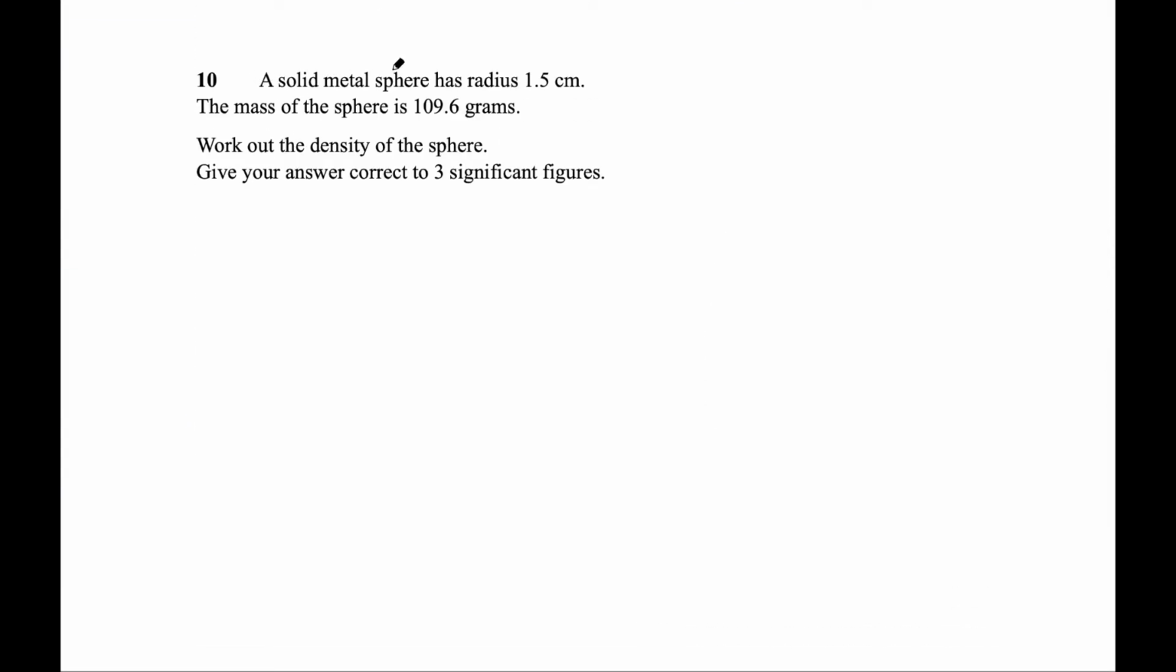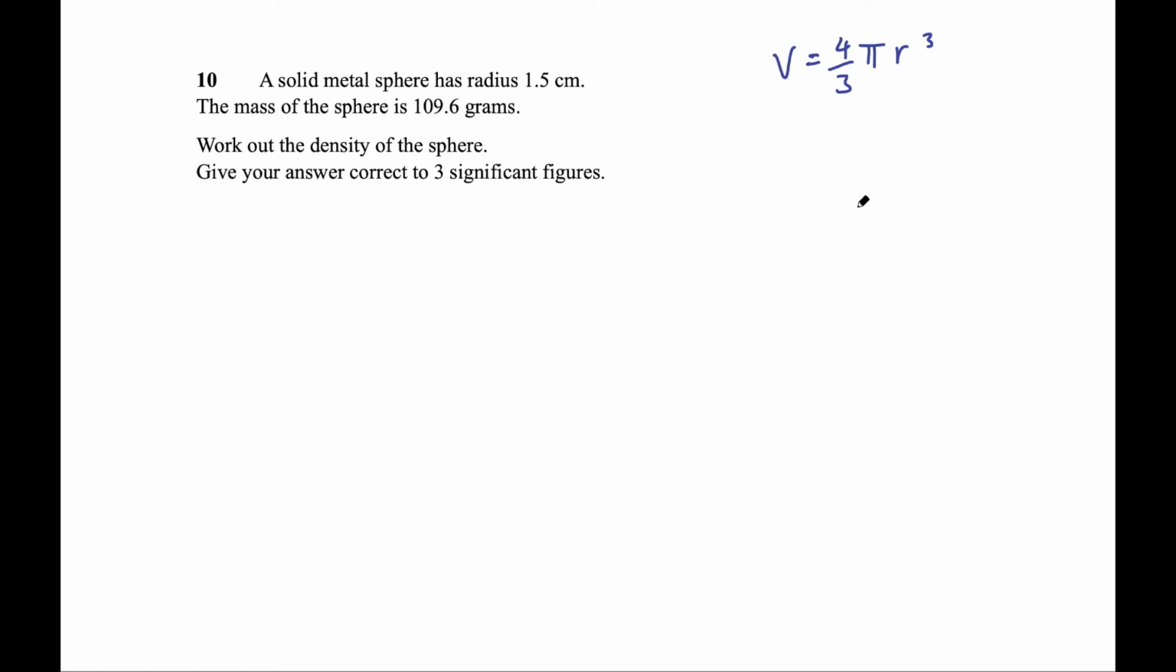Question 10 says a solid metal sphere has radius 1.5 centimeters. The mass of the sphere is 109.6 grams. Work out the density of the sphere. Give your answer correct to 3 significant figures. For this, you actually need the formula for the volume of a sphere, and they don't give it to you in this paper, but it is not something you need to memorize. They will give this formula to you in the actual exams. The formula for the volume of a sphere is 4/3 pi r cubed. Again, not something you need to memorize.